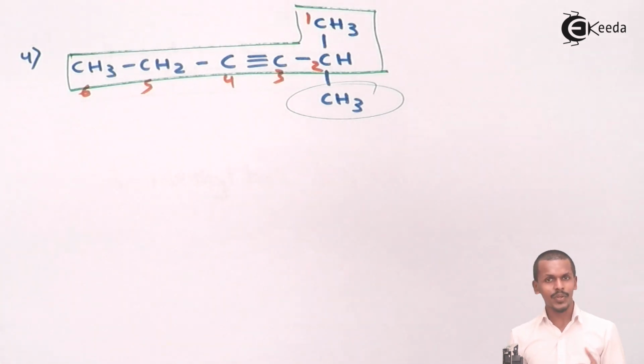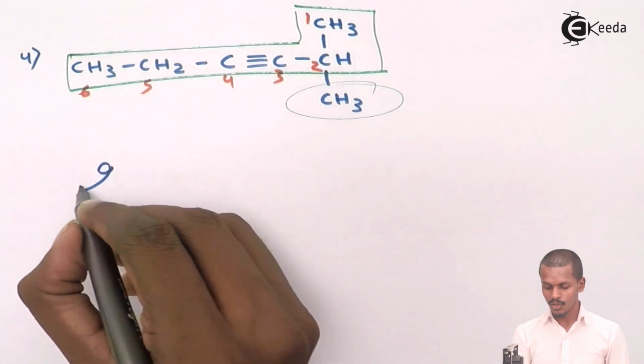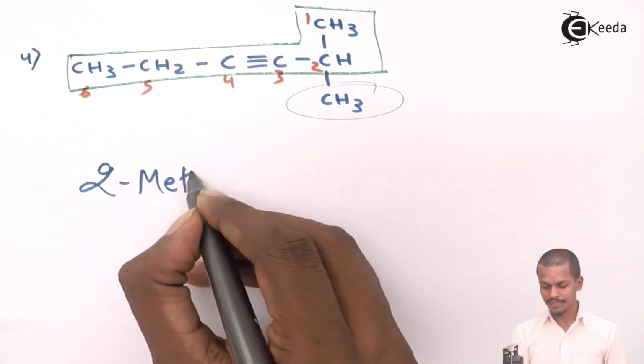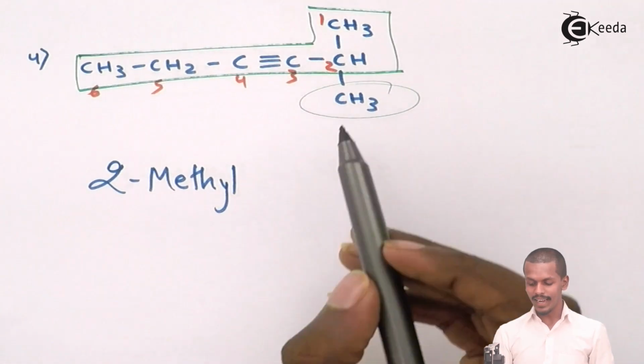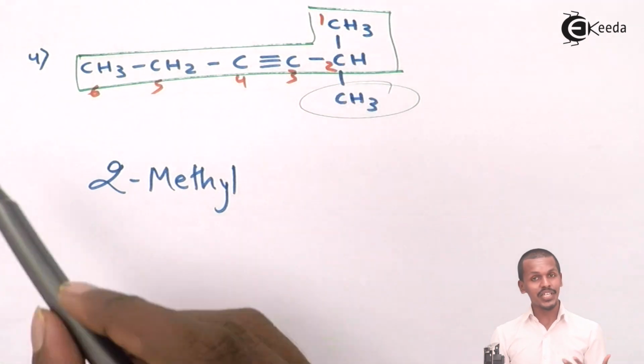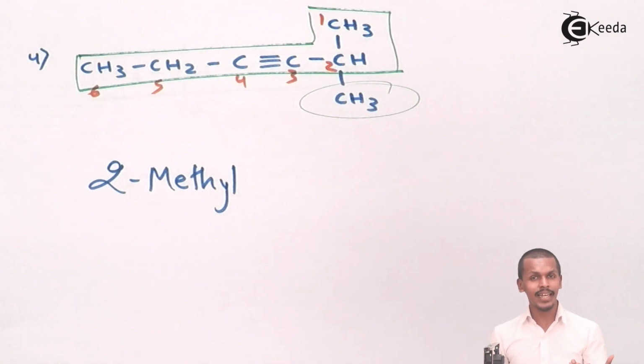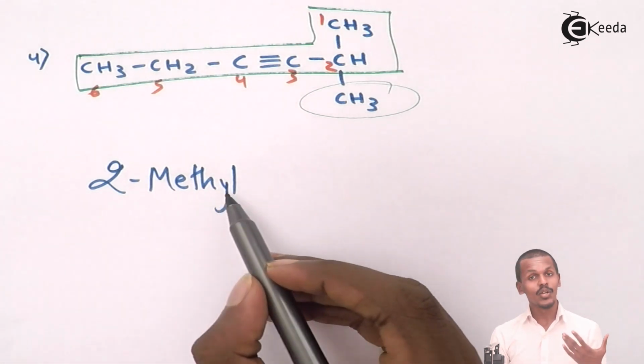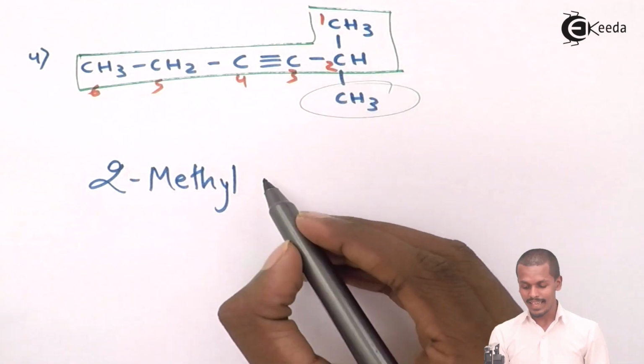So we could write it as 2 methyl, and the total number of carbon atoms in the straight chain is 6. So in terms of an alkane, it would be called hexane. But this is not an alkane, this is an alkyne, and the carbon-carbon triple bond starts from carbon number 3. So therefore this is called 2 methyl hex.